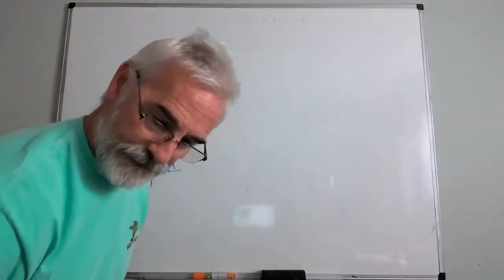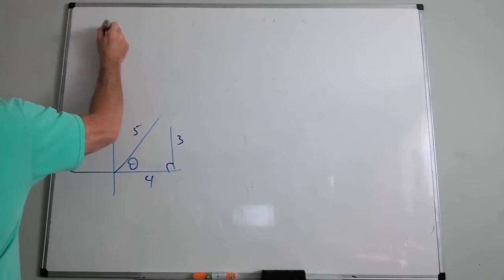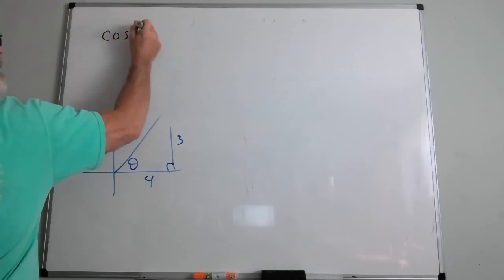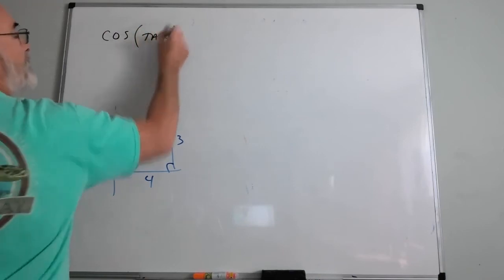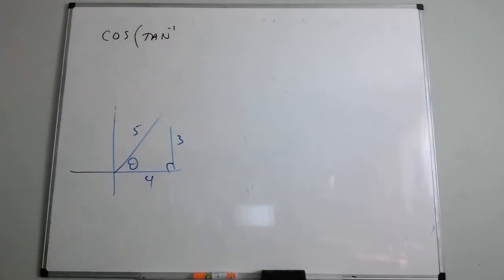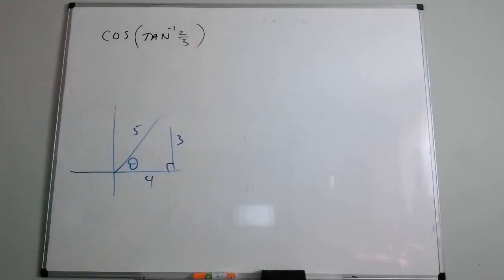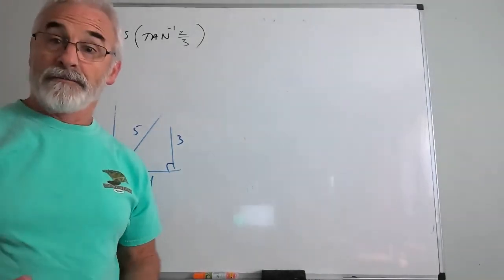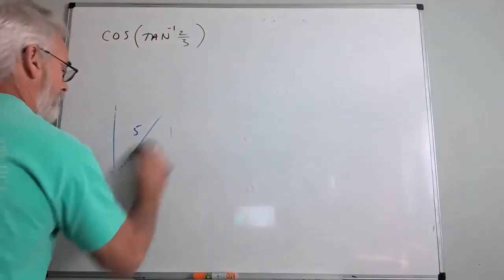Now I want you to find the cosine of the inverse tangent of 2/3. What? Wait, how do I do that? The exact same way. We're going to draw a picture. Now, what picture am I supposed to draw? Well, that's not obvious yet.